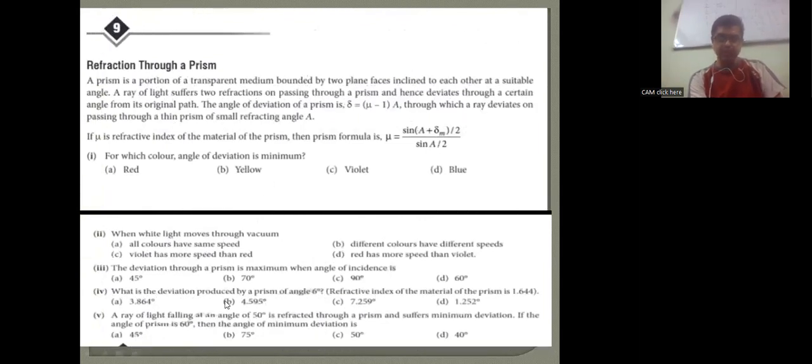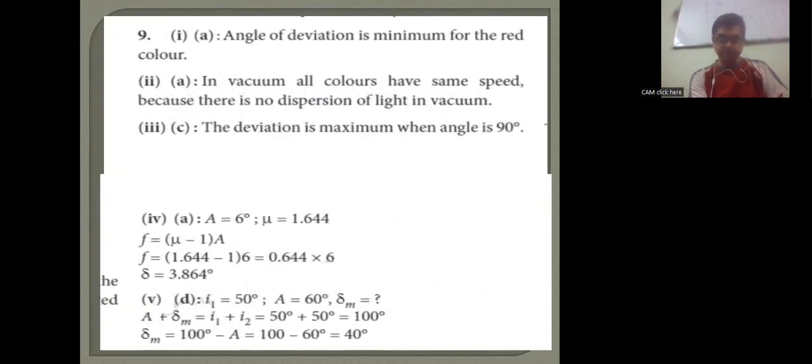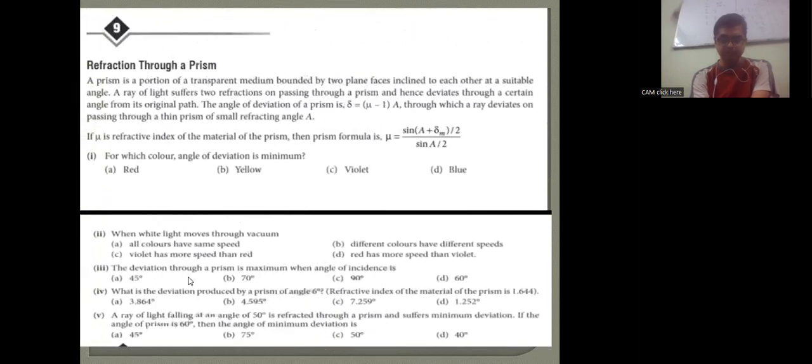What is the deviation produced by the prism of angle 60? Refractive index is 1.644. Deviation produced करना. आपके पास deviation angle is mu minus 1 into A. Mu is given to you 1.644 minus 1 into a prism angle 60. You can calculate delta. Now come to fifth one.